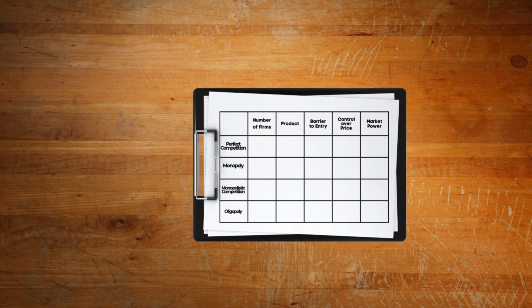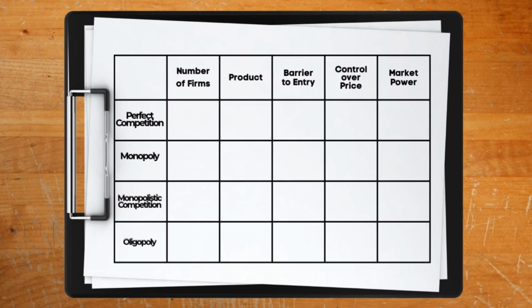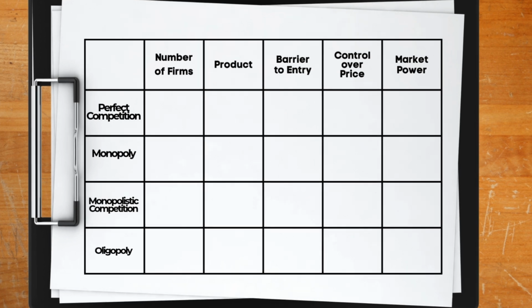Let's start with the only market structure that doesn't cause market failure: perfect competition. This is the only market structure where allocative efficiency is achieved. Let's find out why that is. In perfect competition, there are a very large number of firms, and each firm is extremely small compared to the overall market. The products sold are identical or homogeneous, so consumers see no difference between one firm's output and another's.